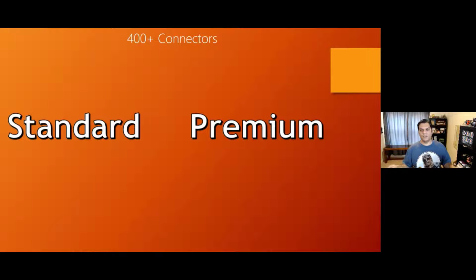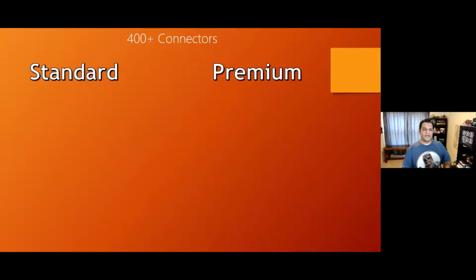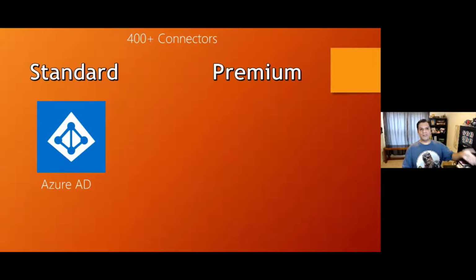There's standard and premium. And some people say, well, I've built a custom connector. Where does that fall into? Well, that falls into the premium category. But here's how things get a little confusing. Watch this. What I have over here is an Azure AD connector, and it's standard, which means this connector will come with your M365 license over there.